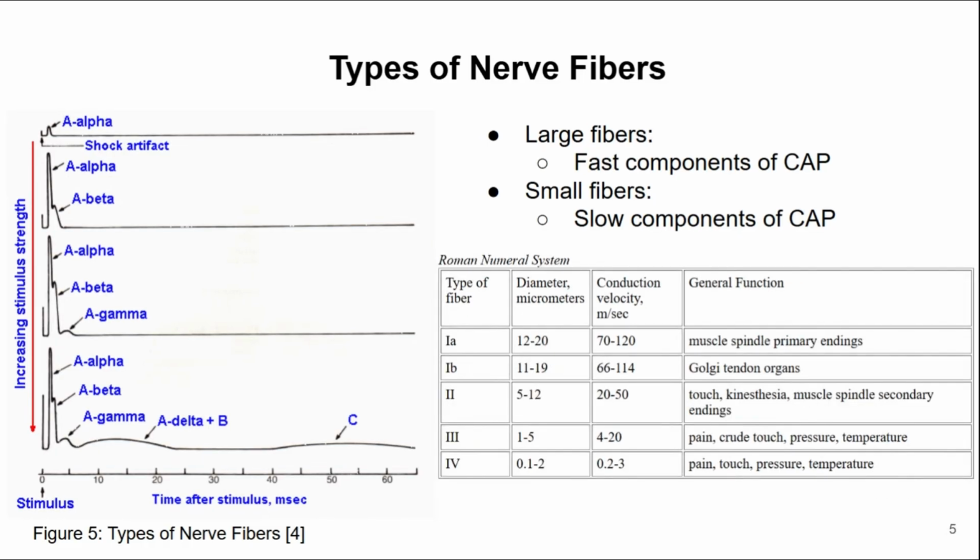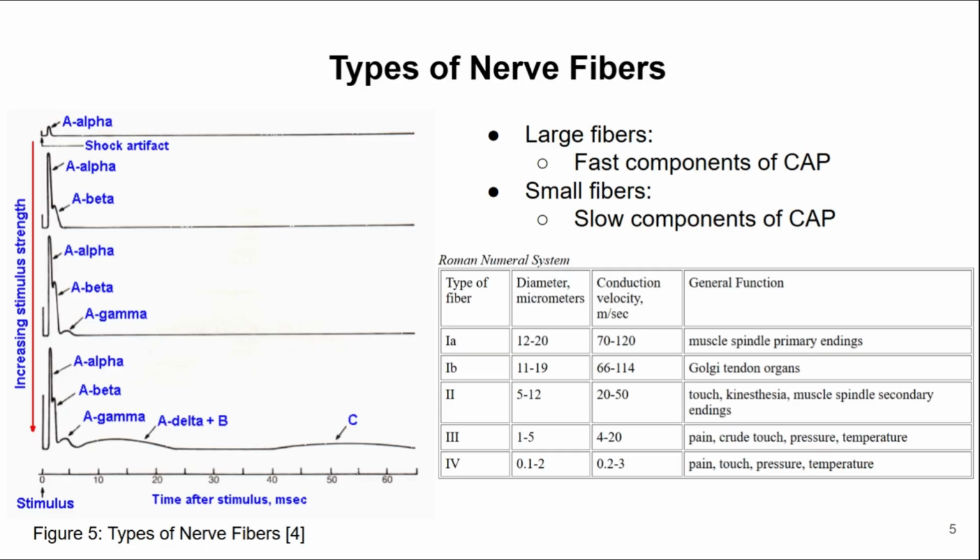The other way to categorize neurons is the Roman numeral system. This type of categorization is used for muscular neurons. And here also we can see the same trend: with decrease in diameter, conduction velocity decreases. And they have different general functions like muscle primary ending, touch, pain, crude touch, pressure, temperature, and etc.